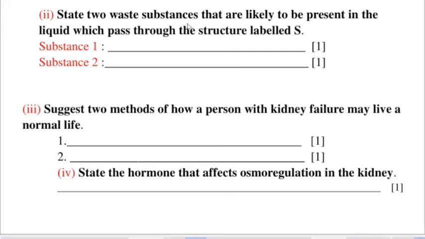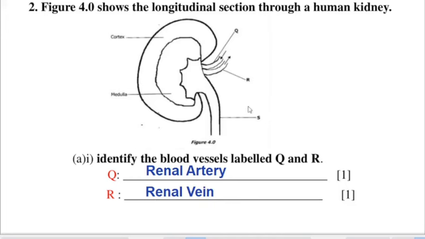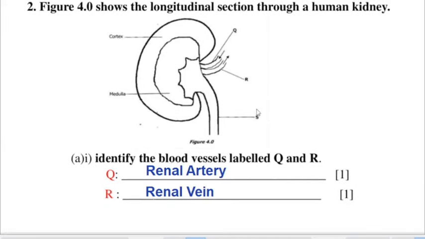So we have come to the next question. State two waste substances that are likely to be present in the liquid which passes through the structure labeled S. The structure labeled S right here is the ureter, which is the passage for urine. So they want us to name the substances that are found in urine, the one that passes through the ureter.